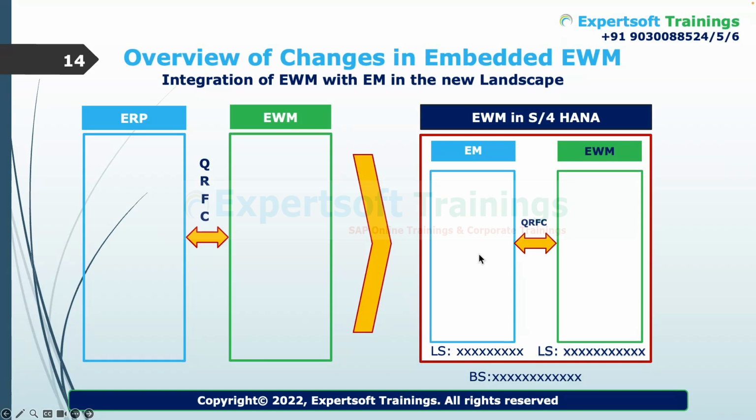and QRFC is required for your transactional data, and SAP is still working on it. Soon you will get newer versions where you don't need QRFC. Once you create your inbound delivery, it automatically transfers to your EWM, but it will take a lot of time for SAP. They have started that, they are working on it. Yeah, I think that makes sense. Thank you.